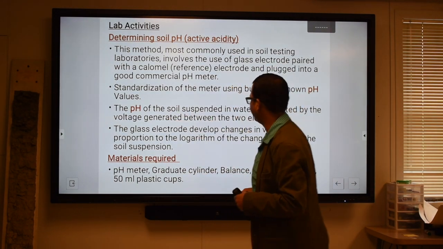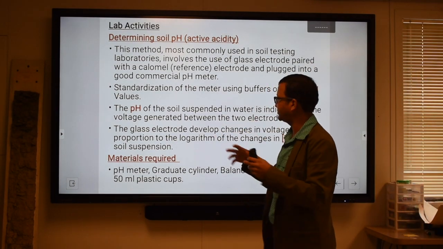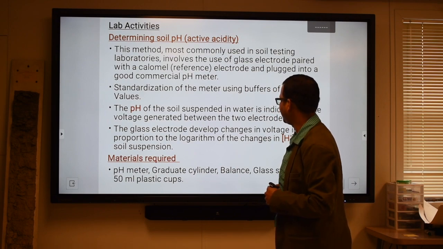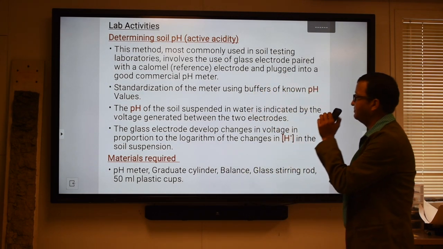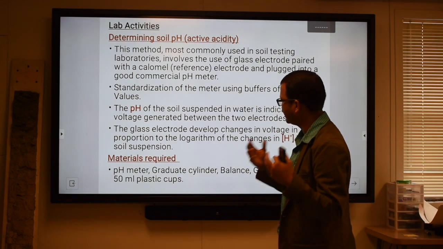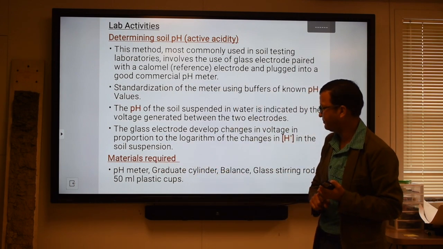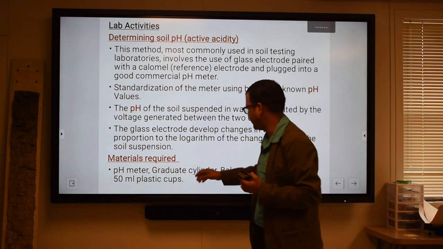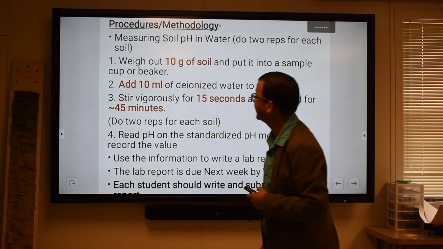The pH of the soil suspended in water is indicated by the voltage generated between the two electrodes, and we can measure the change in voltage in proportion to the logarithm of the changes in hydrogen ion concentration in that soil suspension or solution. Fundamentally, that's how we measure the pH. For materials, we definitely need a pH meter. We have a graduated cylinder to measure the volume of water we will be adding, a balance to measure the soils, stirring rods, and beakers instead of plastic cups.